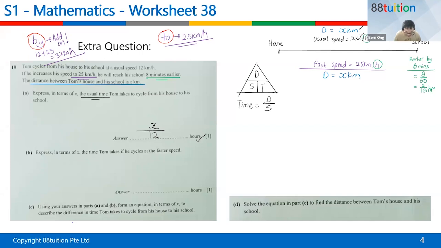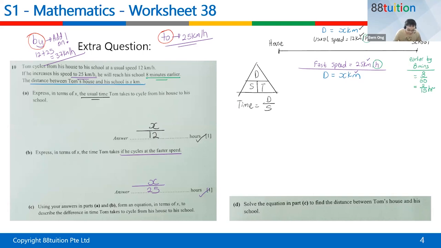Next portion. What did the question say? Express in terms of X the time Tom takes to cycle at a faster speed. So you're looking for a time again. Time is equal to distance over speed. The distance is the same distance, X, over the speed, which is 25 now. And kilometer over kilometer per hour, you'll get hours after that.